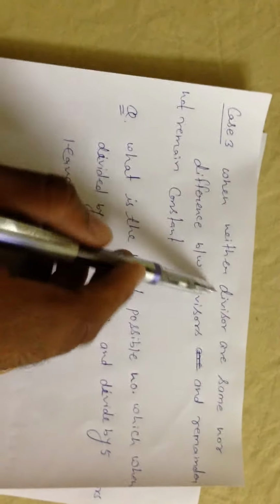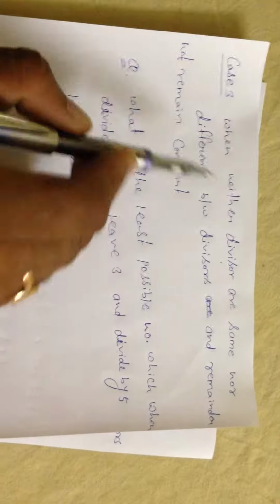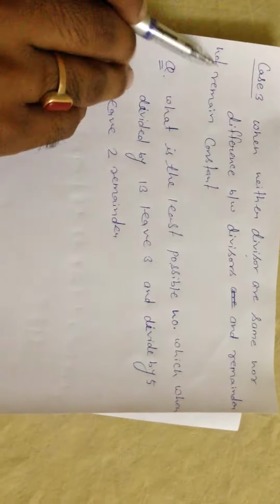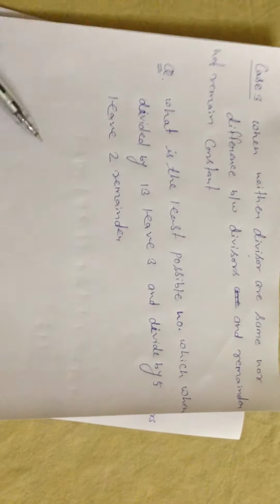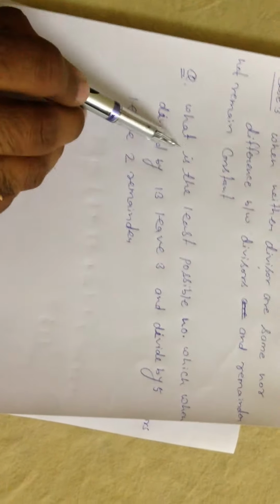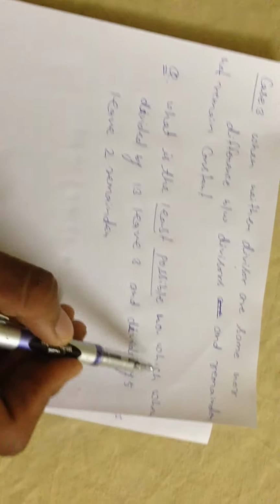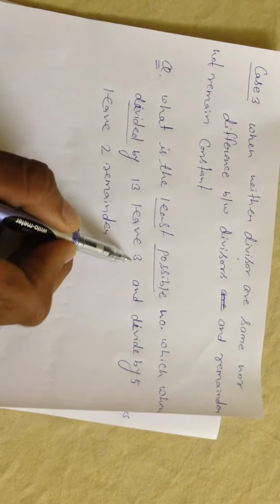Okay, let me come to the third case of this problem: when neither the remainders are the same, nor is the difference between the respective divisor and remainder constant. Suppose the example is: what is the least possible number which, when divided by 13 leaves remainder 3 and when divided by 5 leaves remainder 2? This is the third case.